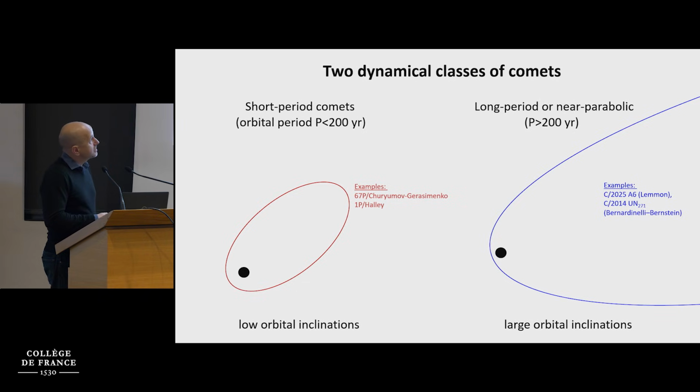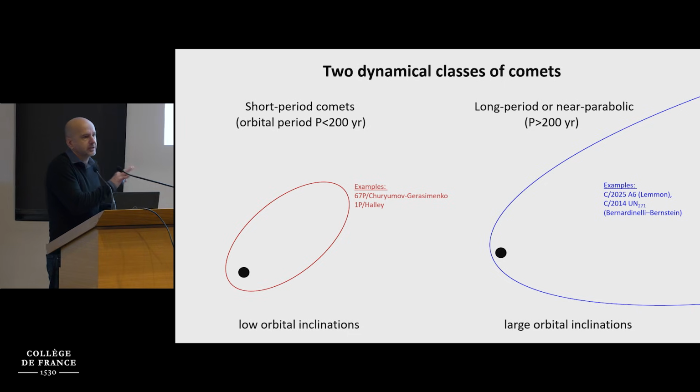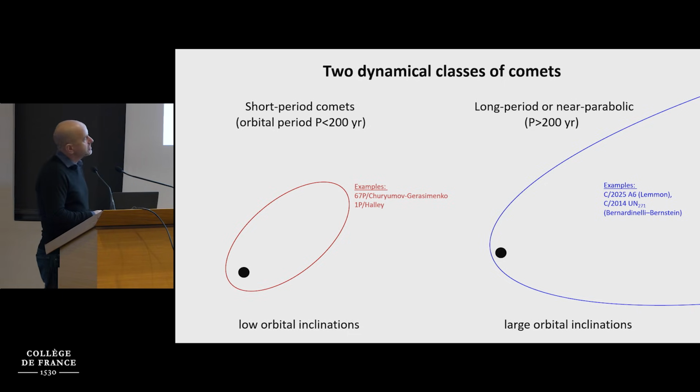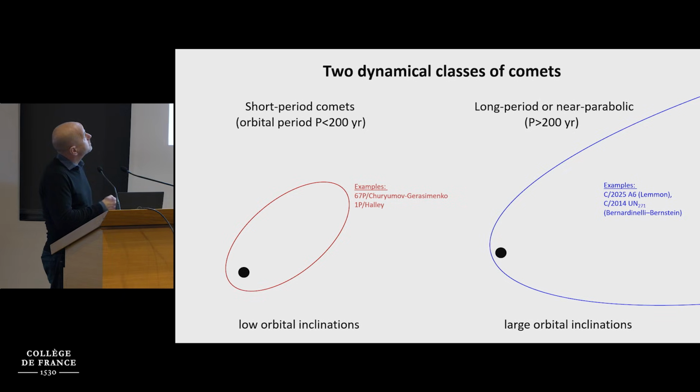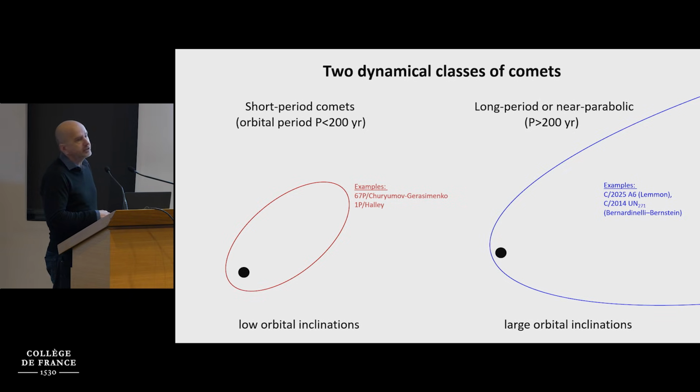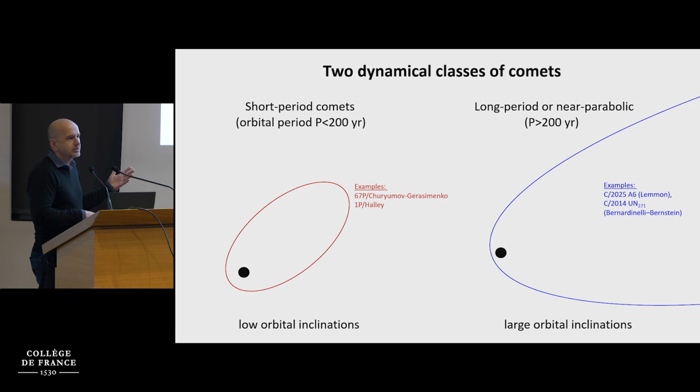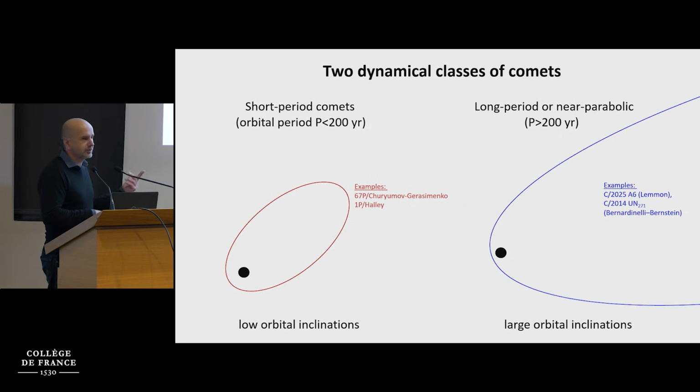Another distinction between these two kinds of comets is the inclination distribution. Orbital inclination is basically the tilt of the orbit with respect to the plane of the solar system. It turns out that the short period comets have very low orbital inclinations, of the order of 10 degrees. So they stay very close to the ecliptic and follow the motion of the planets around the Sun.